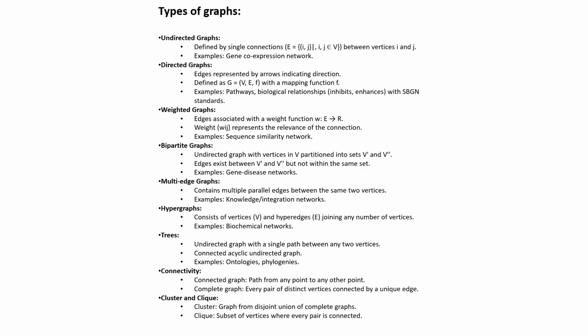Okay. So next come trees. Trees are undirected graphs with a single path between any two vertices, and major tree structures are connected, acyclic, and undirected. We'll see how those look, but major examples are ontologies and phylogenies.